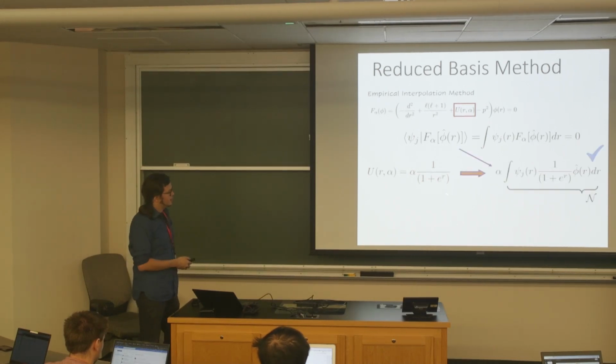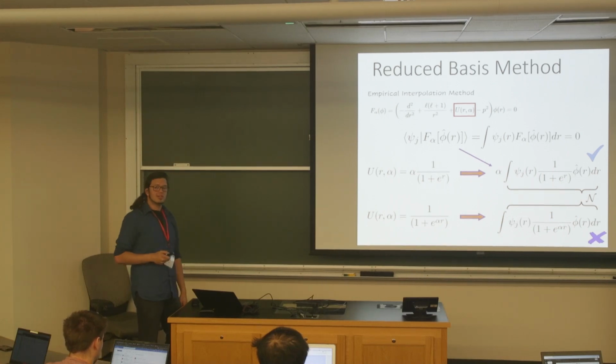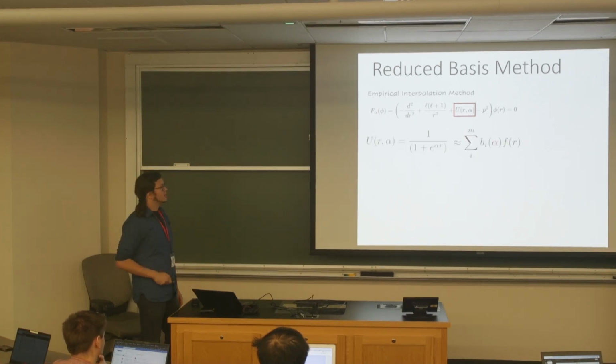For example, if I was looking at a potential that looks like this, see that this is separable between alpha and my variable r. So I can make this integral once. Meanwhile, if this is how my potential looks, I cannot make this integral without knowing the value of alpha. That is where the empirical interpolation comes to the rescue.